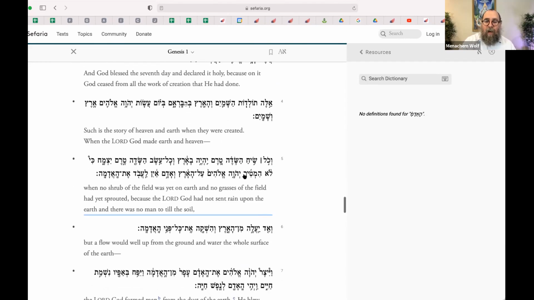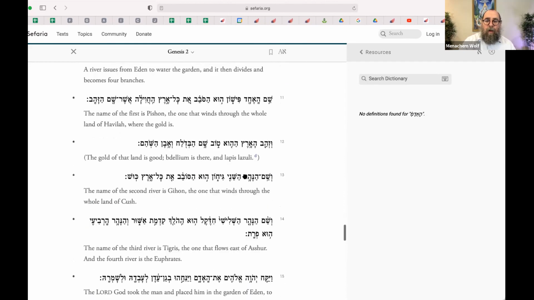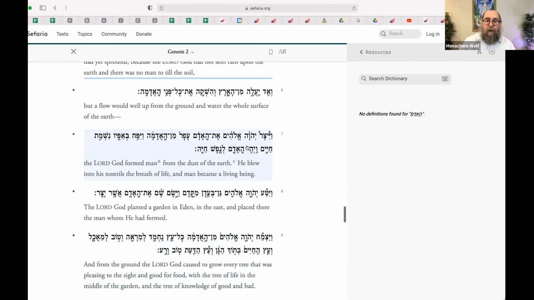This is the first time that we have, and he formed, not and he spoke and they came to be. So I'm really hammering this so you realize the significance of this verse 7. This is not just the creation of the human. There is a language change here. There is a behavioral change on God's part.